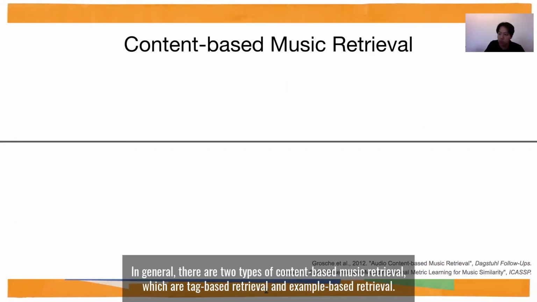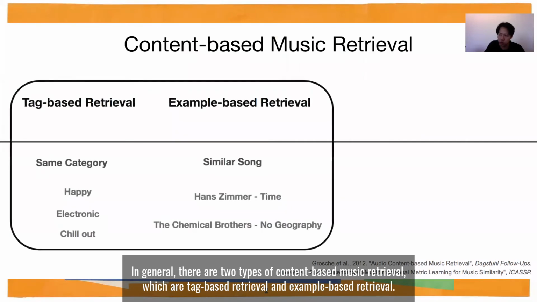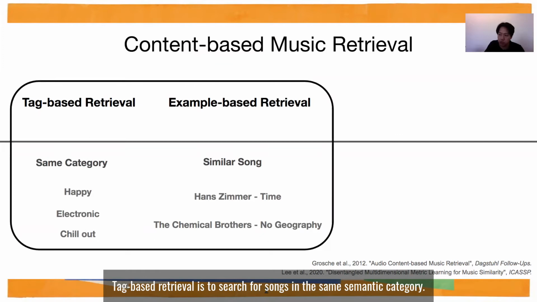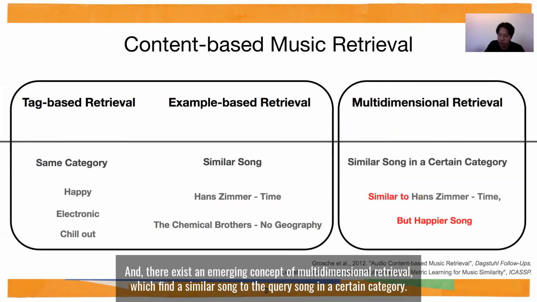In general, there are two types of content-based music retrieval, which are tag-based retrieval and example-based retrieval. Tag-based retrieval is to search for songs in the same semantic category. Example-based retrieval is to use a query song to search for songs similar to that one. And there exists an emerging concept of multidimensional retrieval, which finds a similar song to the query song in a certain category.